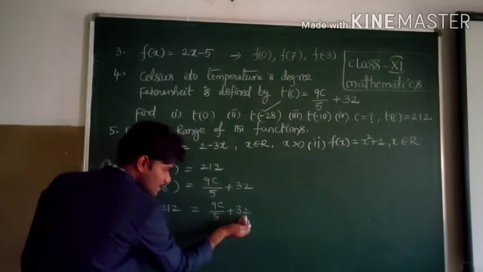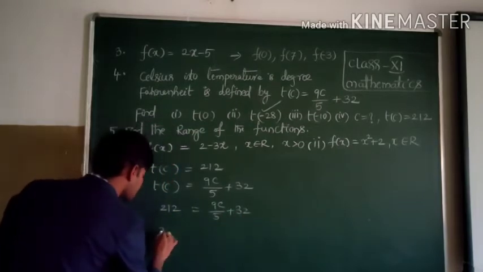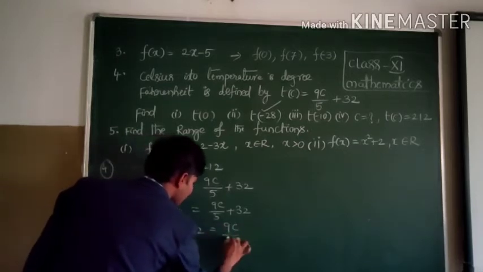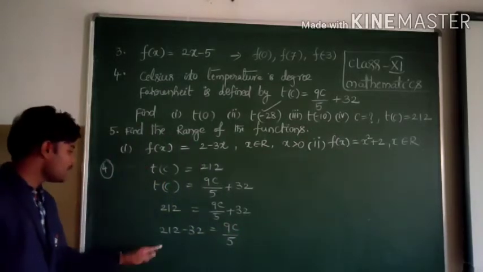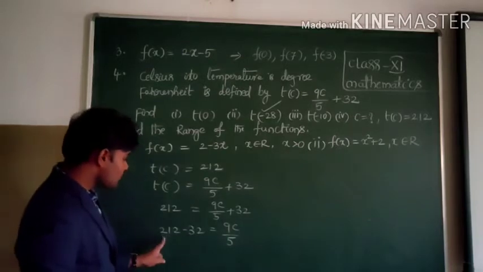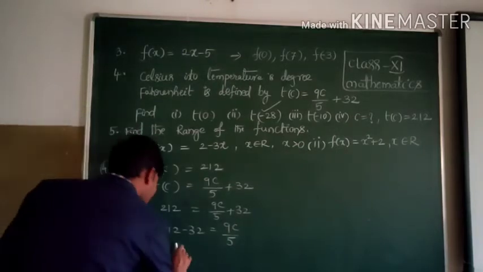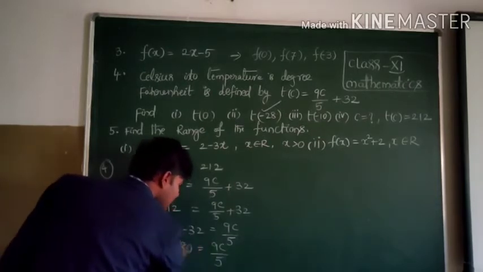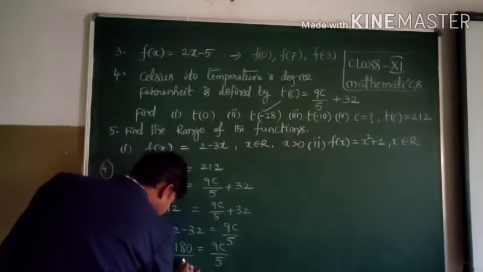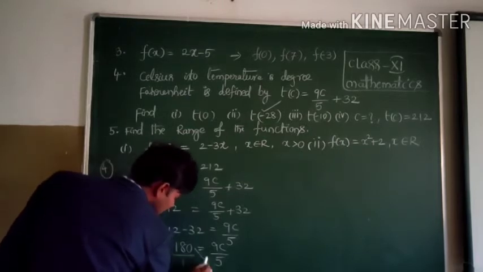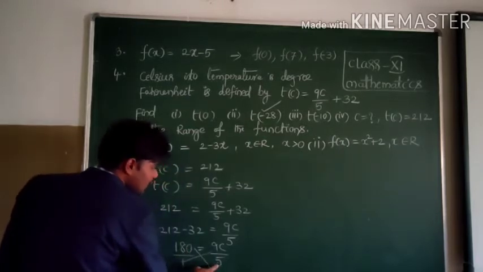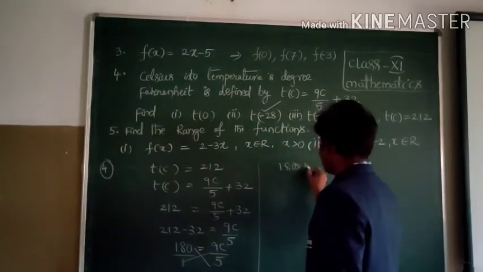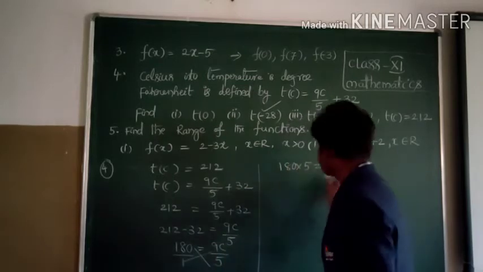Send the plus 32 to this side. So 212 minus 32 is equal to 9C by 5. Now subtract 32 from 212, and we get 180 is equal to 9C by 5, right? So we can write this as 180 by 1. Just do the cross multiplication here: 180 into 5 is equal to 1 into 9C.